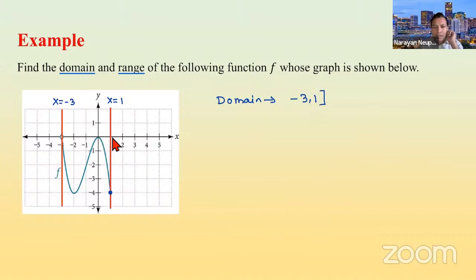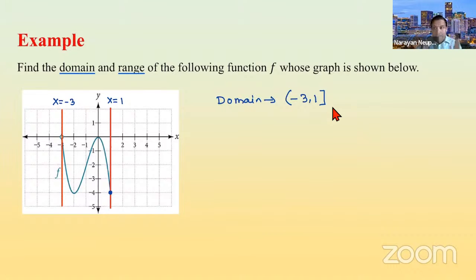But if you look at -3 here, see, look at -3, there is a hole. You can still see that hole there, right? There is a hole. Meaning of that is -3 is not included. If the value is not included, that is a parenthesis. Okay. So the domain is from -3 up to 1.